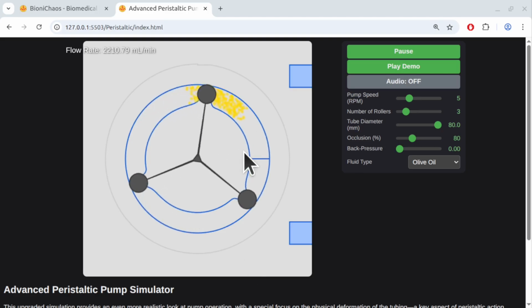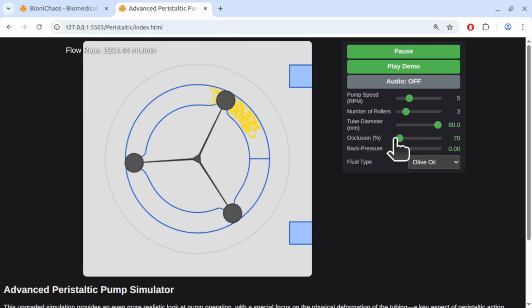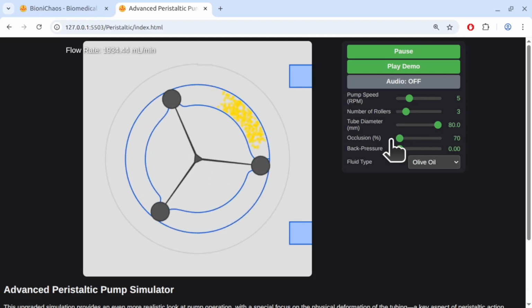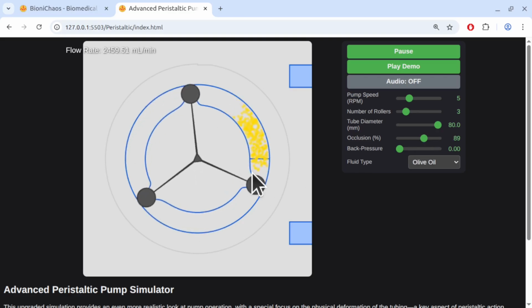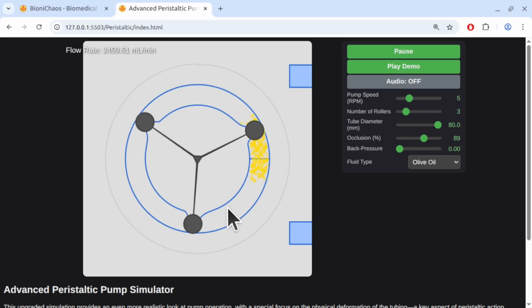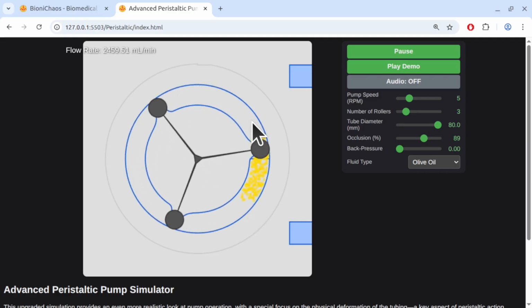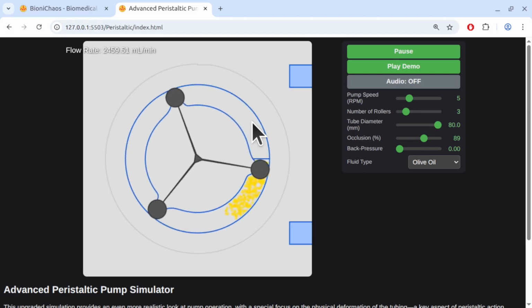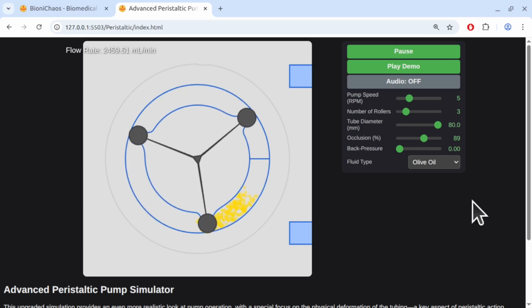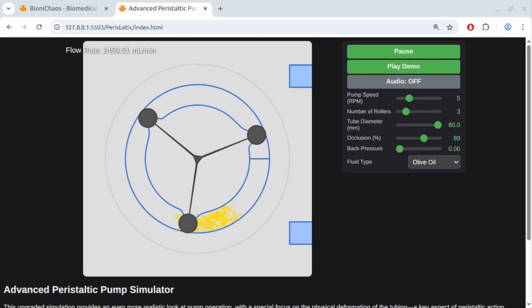Can we go back to discussing the effect of the occlusion value on the simulation and the fact that it's not clear what it does, considering there is no gap between the outer wall of the tube and the roller? The user is asking for clarification on how the pump works and why the tube is not completely sealed off by the rollers, given that there's no gap between the outer wall of the tube and the roller.